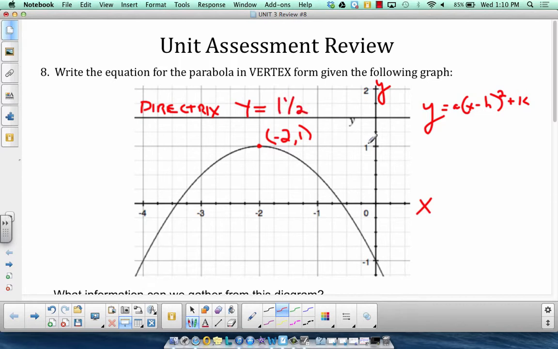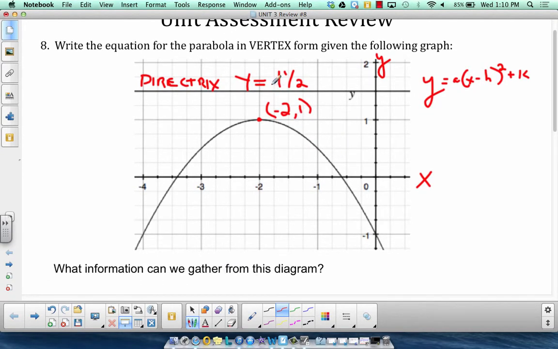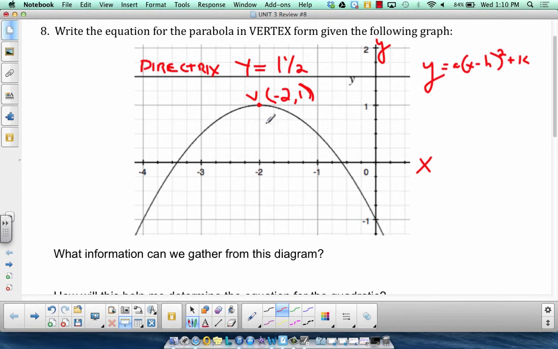Okay? Alright, so now let's scroll down a little further. What information can we gather from this diagram? Well, we've got our vertex point, and we've got our directrix. How is that going to help me? Well, because now I've got the h and the k, and then I can figure out what a is based on the directrix. So if I can figure out what a is, then I've got y equals, whatever that value is, (x minus -2) squared plus 1.